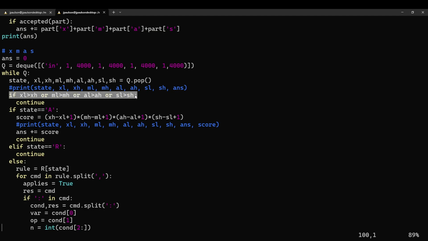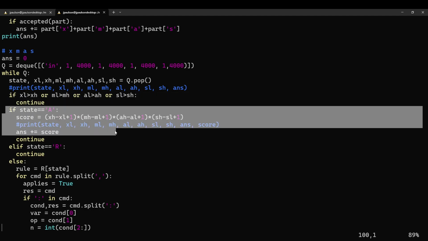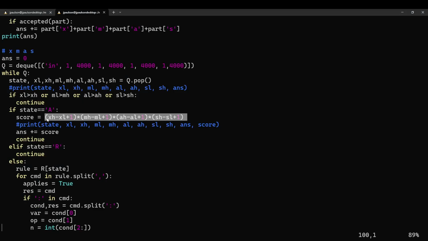And so if we're in a state with no parts left, then we don't need to keep processing this subtree. If we're in the state of being accepted, then all of these parts are good, right, so we're supposed to count how many parts are accepted. So how many parts are there in this range? And maybe I should find a nicer way to do this. I don't know. Anyway, there's some range of x, some range of m, some range of a, some range of s. So there's this many values of x, this many values of m, this many values of a, this many values of s in this subtree, and they all are accepted.